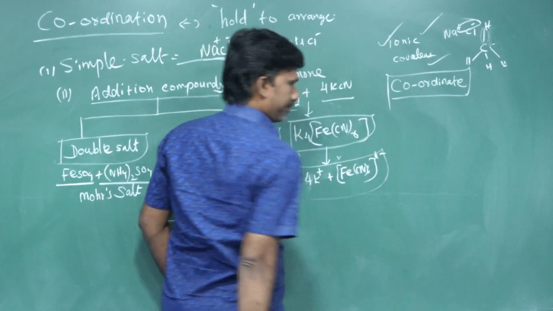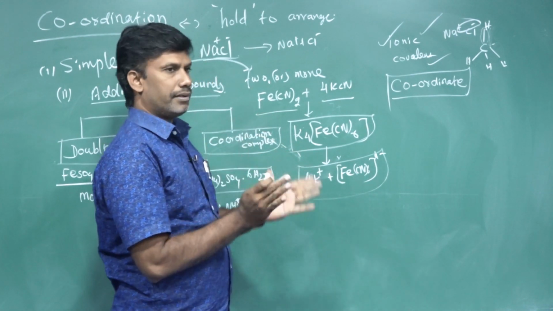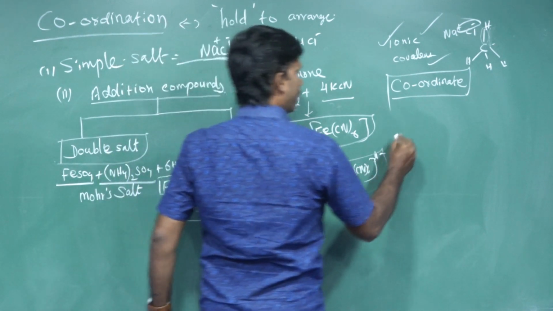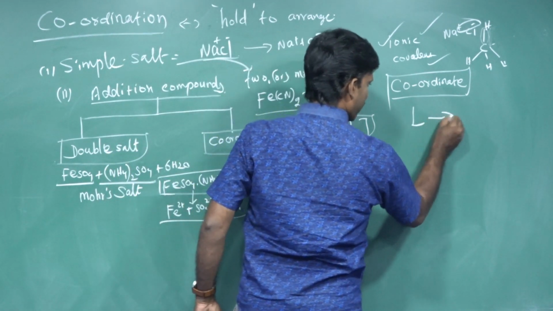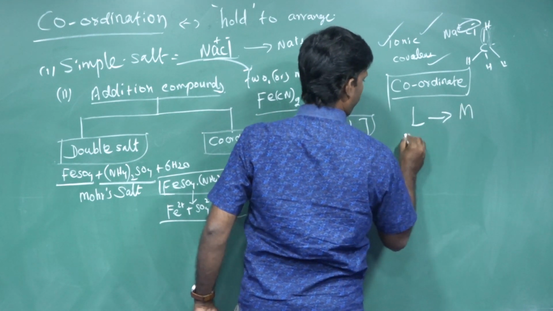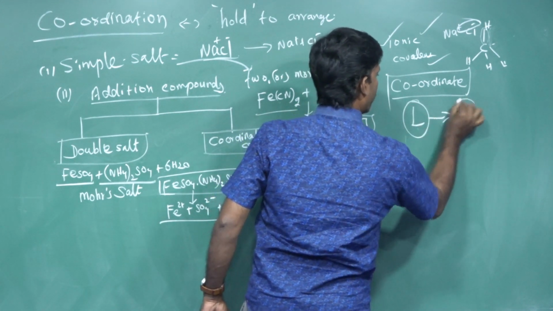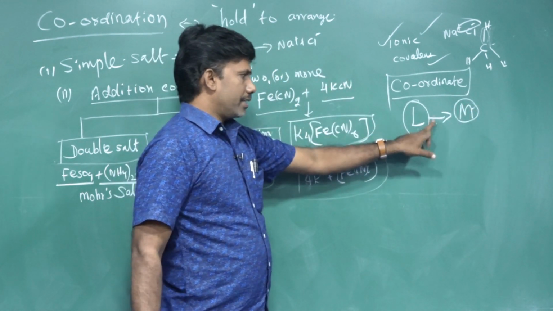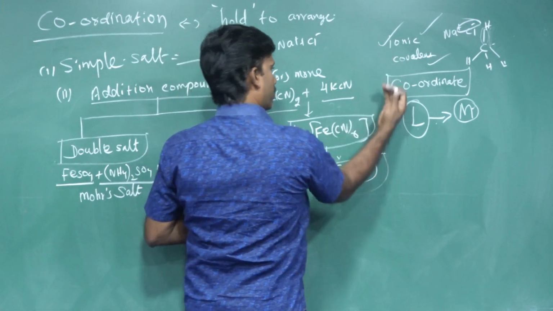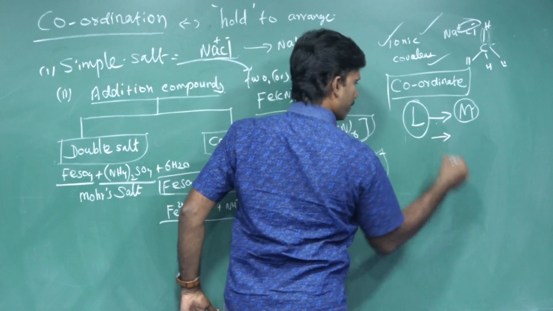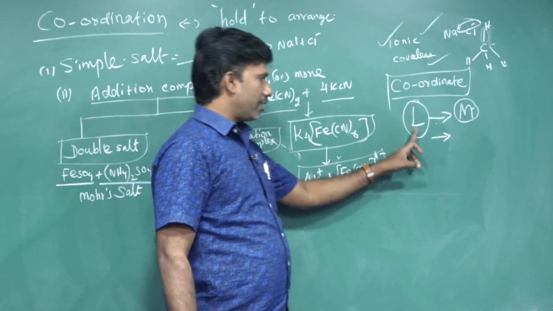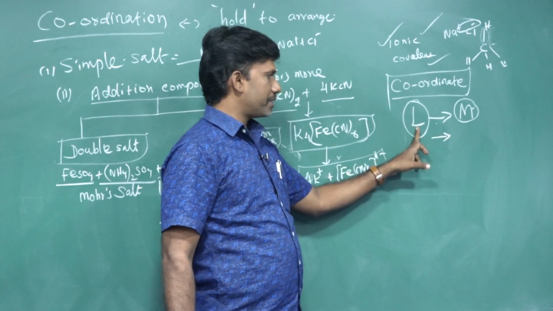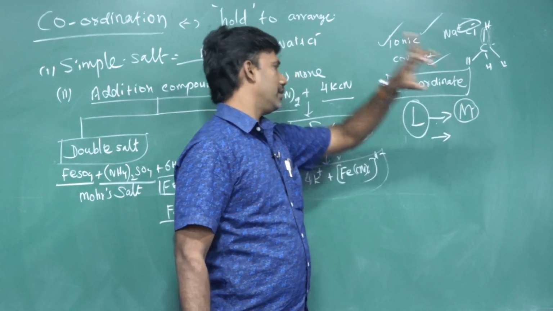Now what about the coordinate bond? A coordinate bond is a type of covalent bond, but there is one donor and one acceptor. The donor is donating to the acceptor, so the symbol is given like this. It is also a covalent bond. To differentiate the covalent bond and the coordinate bond, we represent it with this diagram. This substance is donating the electron towards that substance.